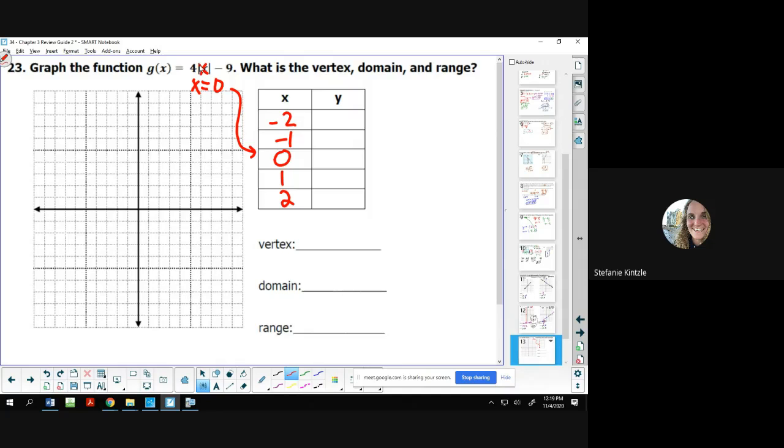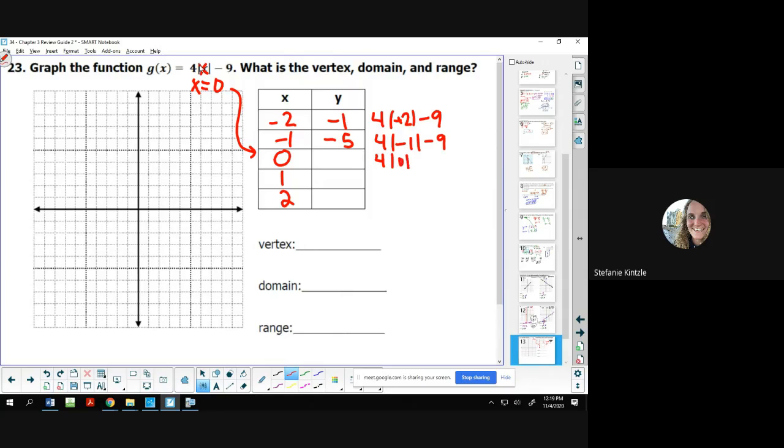So let's actually do this one by hand, and then we'll do it by the calculator. So let's plug in -2. 4 times the absolute value of -2 minus 9. So that's 4 times 2 is 8. 8 minus 9 is -1. All right, let's plug in -1. The absolute value of -1 is +1 times 4 is 4. 4 minus 9 is -5.